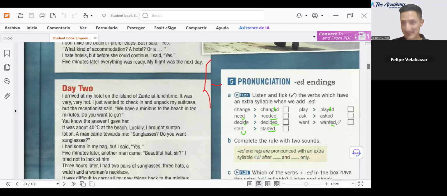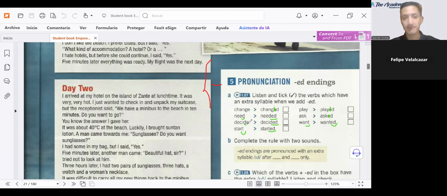Wanted. Yes. Excellent, because it ends in T. And ask? Asked. Excellent. Yes, that is the rule, Felipe, for pronunciation, because this is a really common mistake, especially if you come from Spanish, to say, teacher, yesterday I played soccer, or teacher, yesterday I asked the other teacher. Remember, just if the verb ends in D or T.